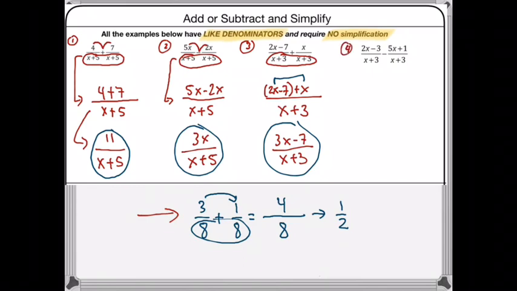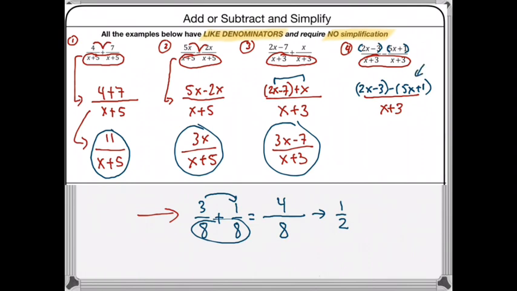And then for example 4 here, we have, again, like denominators of x plus 3. Now, this is where parentheses are super important. We end up with this minus this, so we end up with 2x minus 3 in parentheses, minus, parentheses, 5x plus 1. Without the parentheses, a lot of times students forget to flip the signs of this binomial, and it messes up their calculations. So we're going to keep that in mind and distribute that negative, flipping the signs. And so we're going to have an in-between step of this right here.